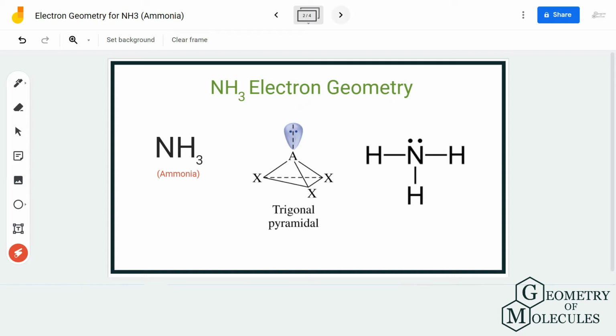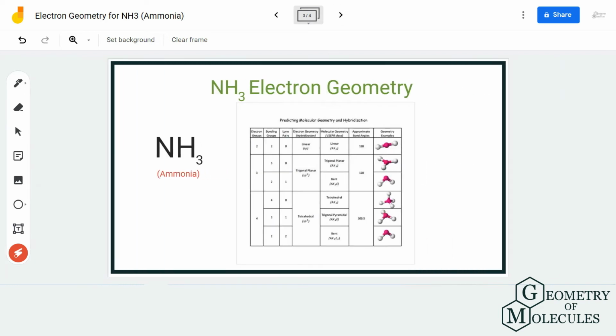So as you can see, there are four electron regions over here because there are three hydrogen atoms and there is one lone pair of electrons. So there are four electron regions over here, and hence the electron geometry of the molecule becomes tetrahedral. You can also find it out by using a table and by determining the steric number of this molecule, but this is the easiest way to go about it.